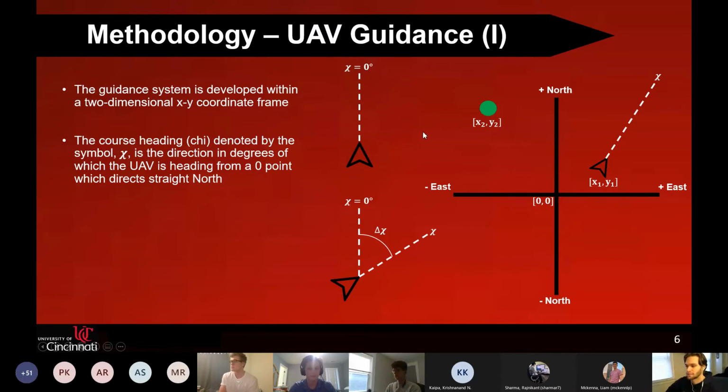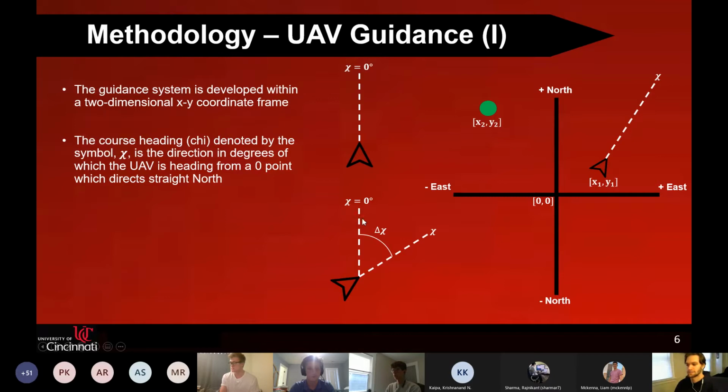And the main thing to understand from the guidance system is what the course heading actually is. Course heading is your chi angle. It doesn't matter where you're at in this coordinate plane, as long as you are facing the plus north direction, you are going to have a course heading of 0 degrees. If you turn directly to face the positive east direction, you're going to have a 90-degree course heading. And that's really important to understand.